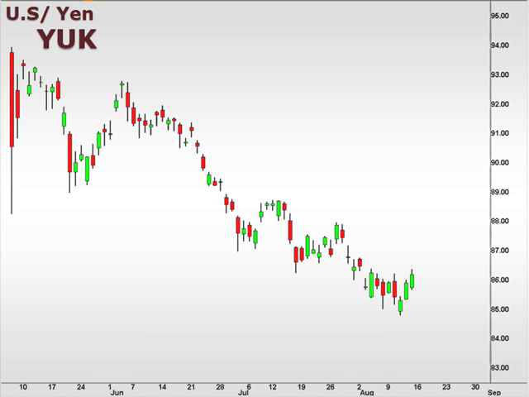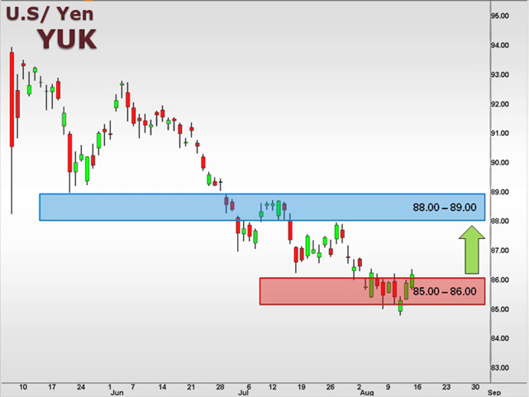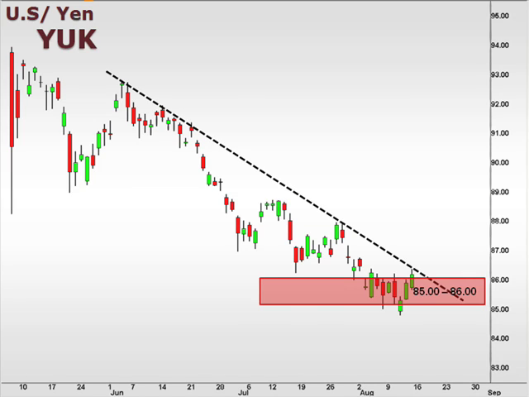Let's take a look at the YUK, the US versus the Japanese yen. The US dollar attempted to break out of the 85-86 focal zone. However, a retracement back into this zone is likely to result in a continuation lower. Consolidation above 86 opens the window for a push towards 88. However, the downtrend still remains in force.